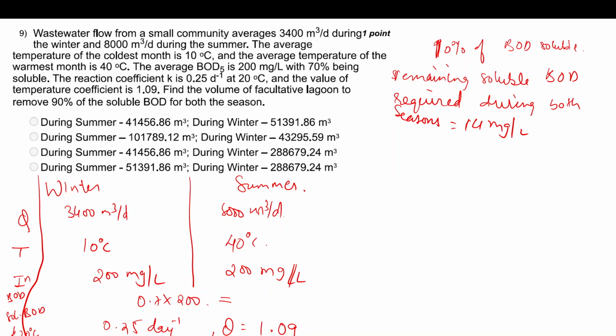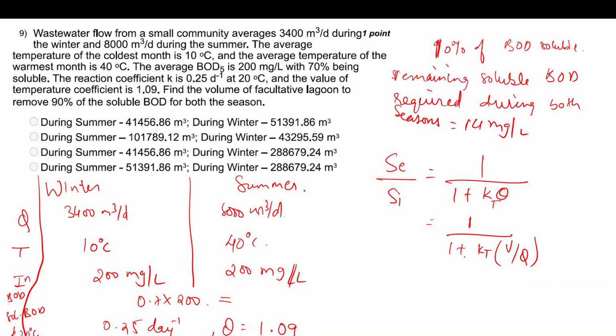The formula which will be used here is the final Sc, which is the soluble BOD remaining, divided by Si, equals 1 by 1 plus K theta. It is given to you in the lecture. And here it is at temperature T. You can substitute the value of theta as V by Q, so K_T V by Q.